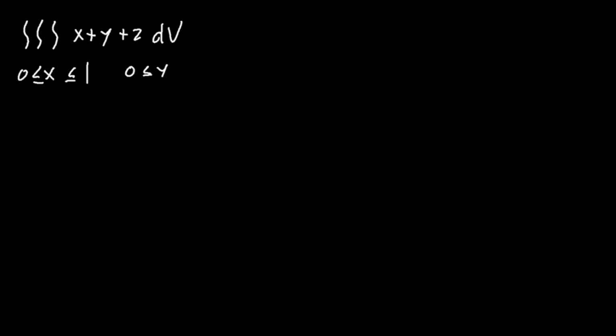So the first question will be the triple integral with our function being x plus y plus z of dV, and the bounds for x will be from 0 to 1. The bound for y will be from 0 to 2, and the bound for z will be from 0 to 3.